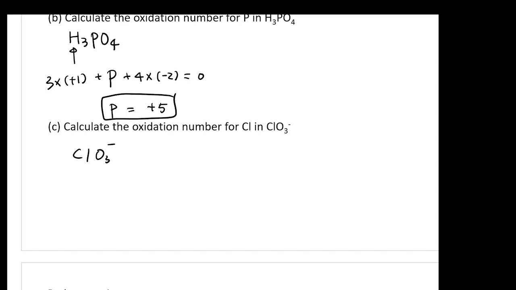ClO3 minus. Is this a neutral or charged species? Charged, right? What's this charge? -1. You want to calculate the oxidation number of your chlorine, and then you have 3 oxygens, each of which contributes a -2 oxidation number. This whole thing needs to equal -1. Therefore, your chlorine is going to have an oxidation number of +5.